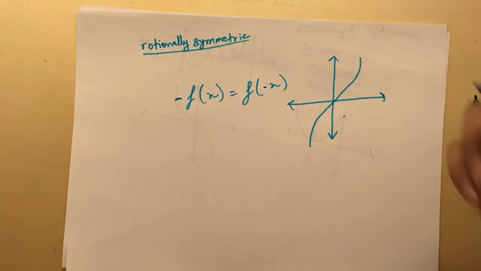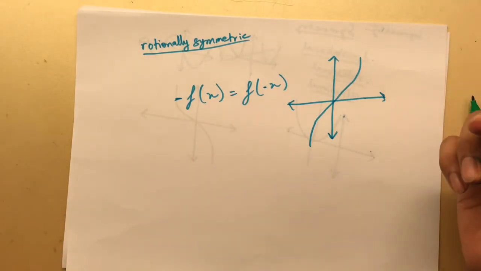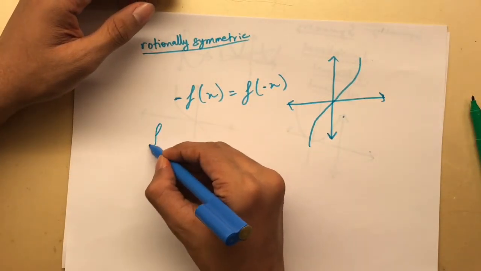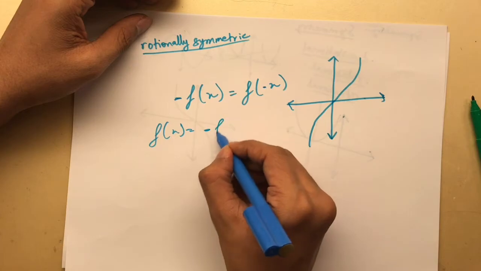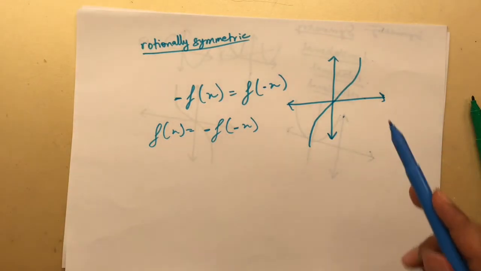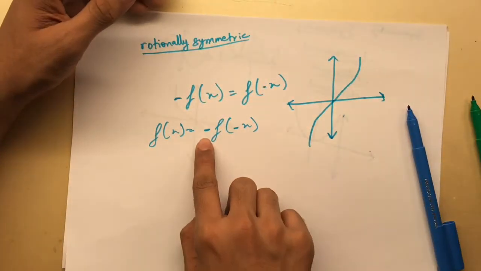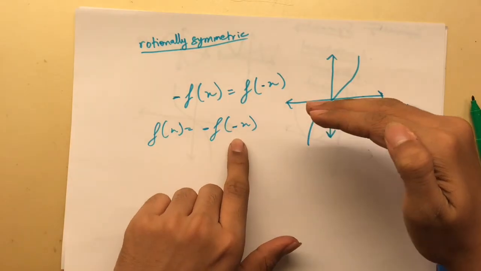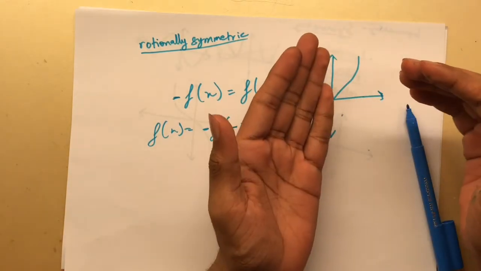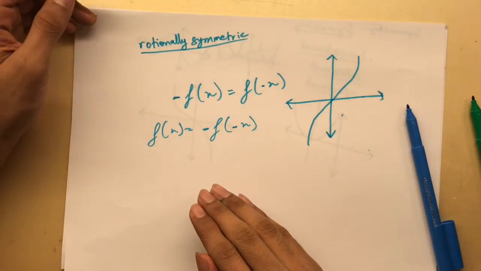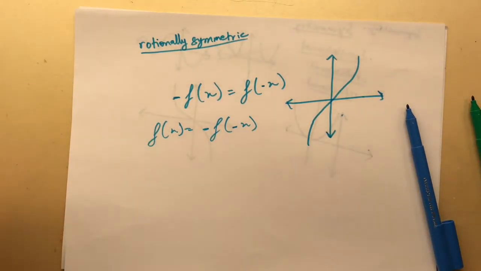So now what does this mean? It basically means that if I reflect it, let's just take the negative on this side. So f of negative x should be equal to the negative of f of x. This negative sign means that I reflected along the x-axis, and then this negative sign means I reflected along the y-axis. So if I reflected by the x and y axis, it would still be the same function.